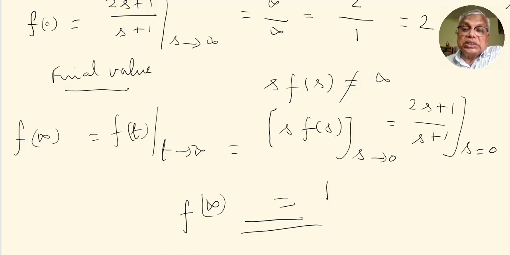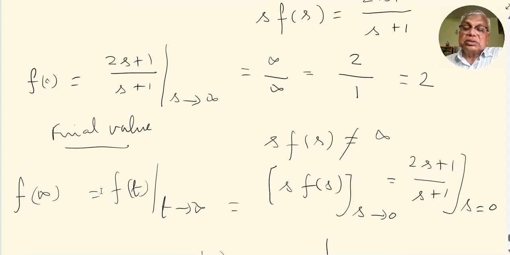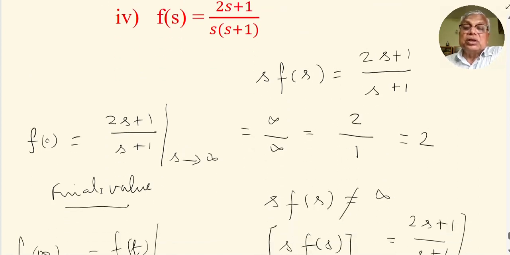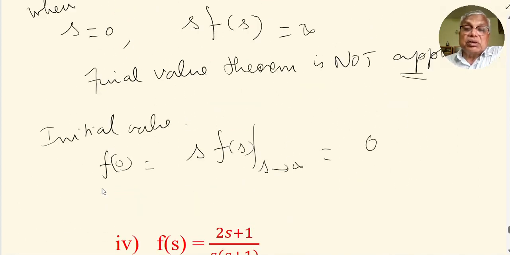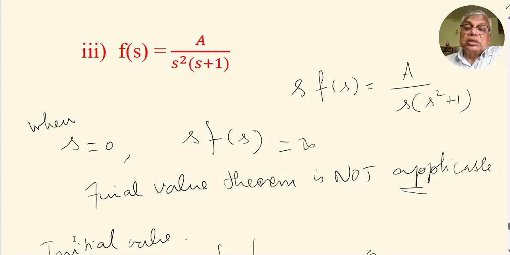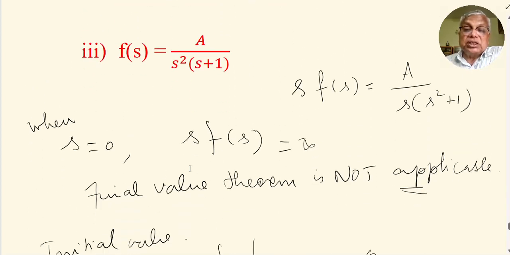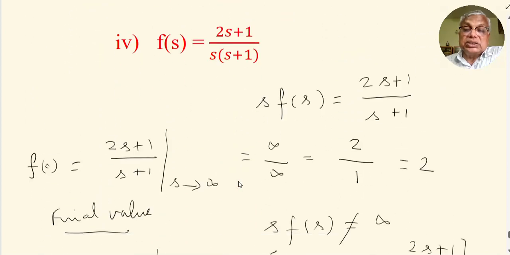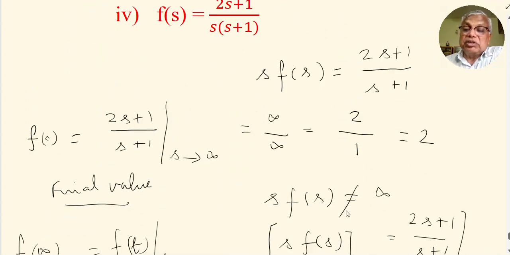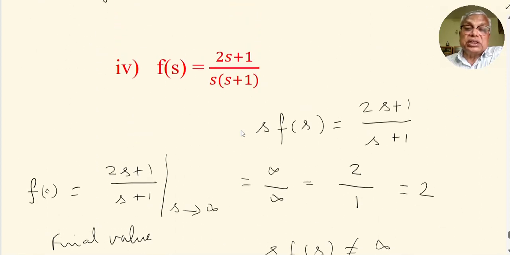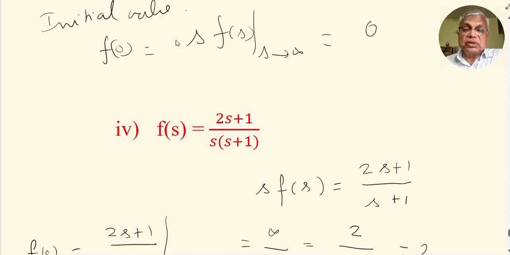So the initial value theorem does not have any rider or condition; it can always be used to find the initial value. But the final value theorem has a condition which has to be satisfied. So before using the final value theorem, you have to check whether s into F(s) ever becomes infinity. That has to be checked. These 4 examples illustrate the use of these 2 theorems and the condition.